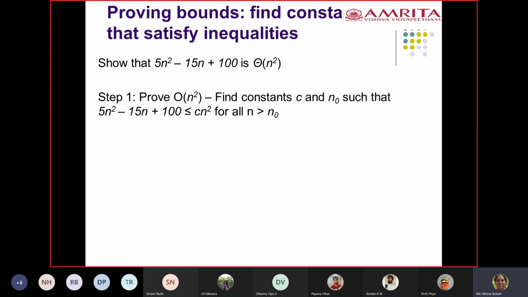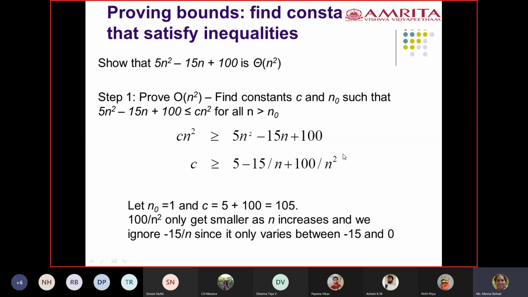Right? So for that, I just simplify the equation. I say that this is the same as C n square is greater than or equal to 5n square minus 15n plus 100. Now I can divide both sides by n square. So C is greater than or equal to 5 minus 15 by n plus 100 by n square. Right? So what am I up to? I want to find out the value of C. Can I find a minimum value of C?